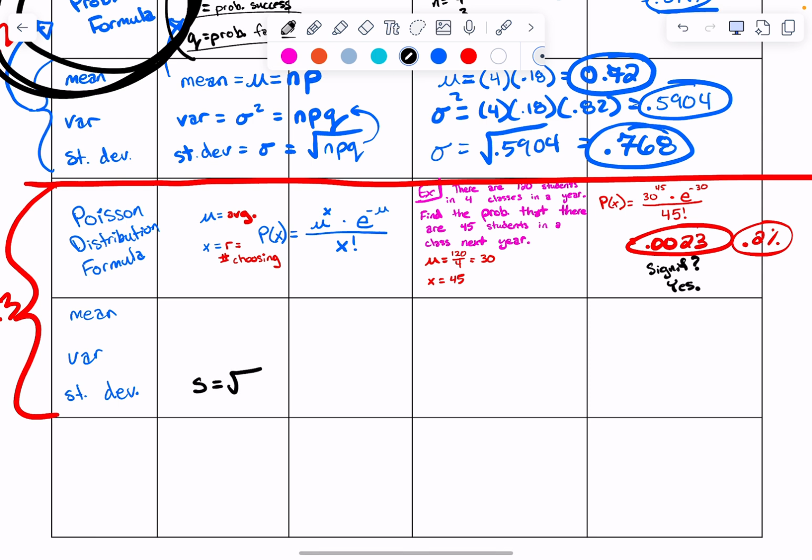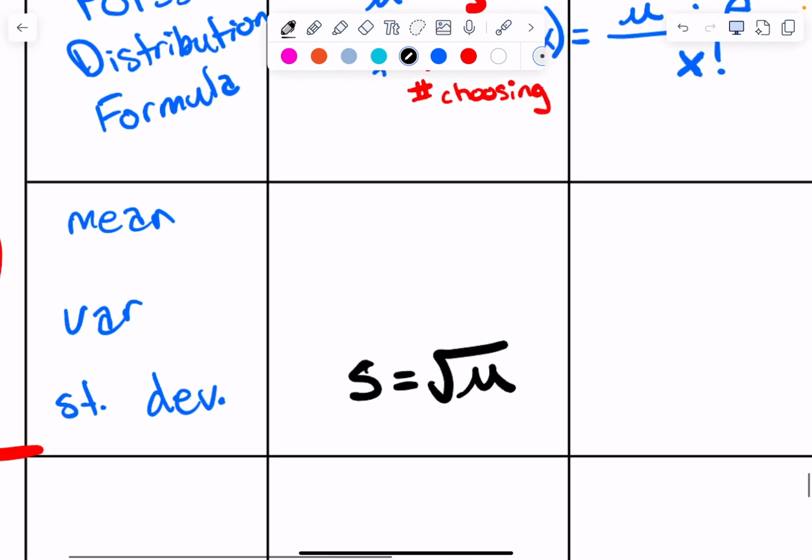Standard deviation is the square root of mu. Do we remember this? Standard deviation is the square root of mu. See? Okay. How do you find mu, by the way? You take n times p. That's if you're doing binomial.